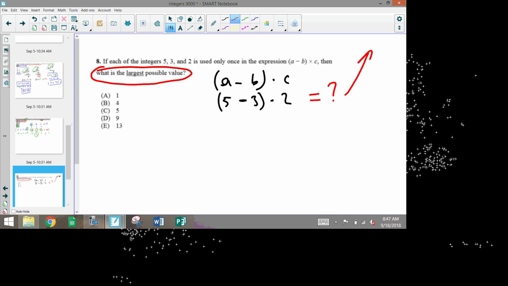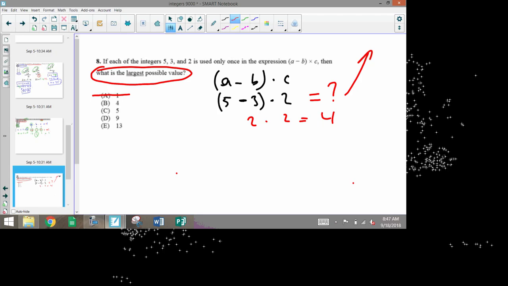Let's check. 5 minus 3 is equal to 2. 2 minus 2 equal 4. So since I got 4, answer is definitely not 1, because I found 4 is greater than 1, but I need to keep trying. I should try, right? So what is your alternatives?